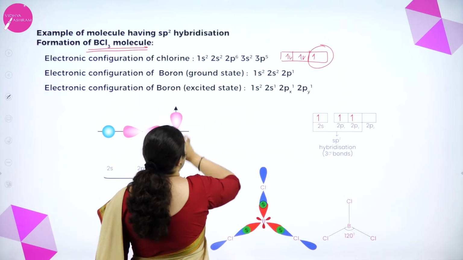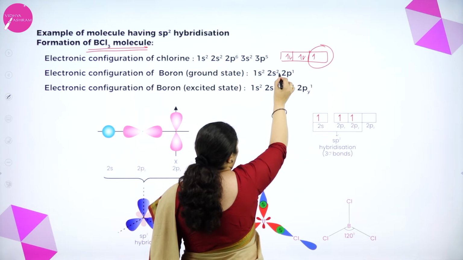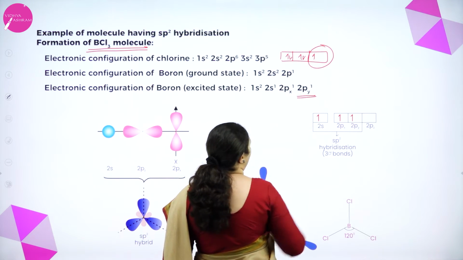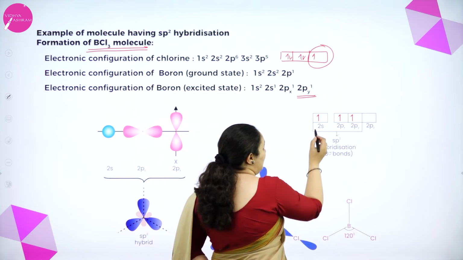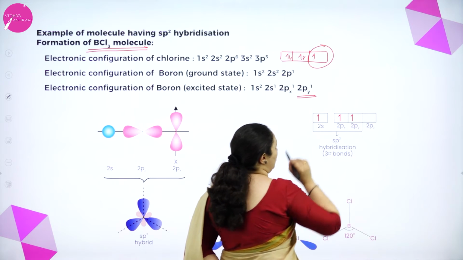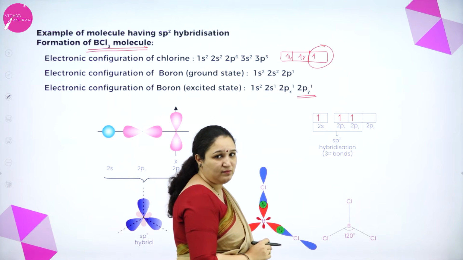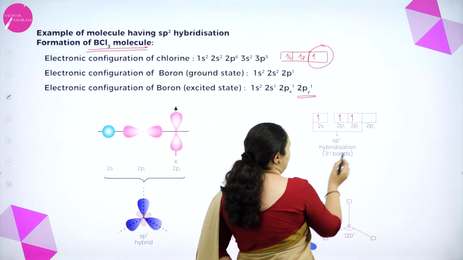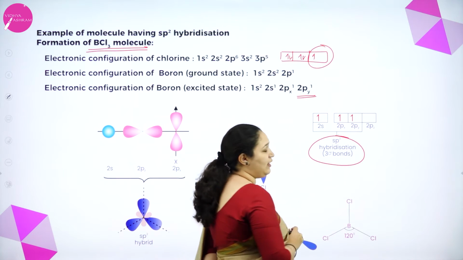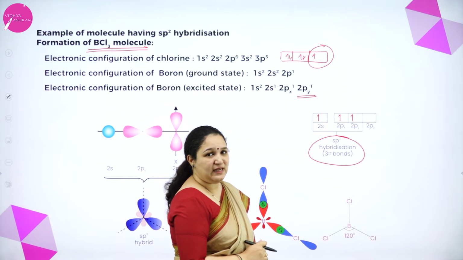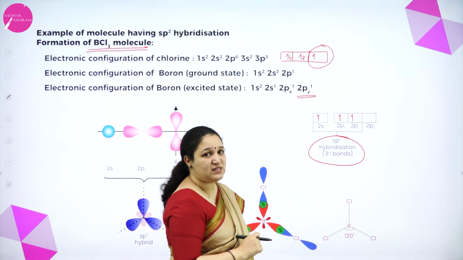So in the excited state what is happening? One electron is getting excited to go to the empty 2py orbital. So you have one electron in s, one electron in 2px, one electron in 2py. Okay, now the 2s orbital and 2p orbitals undergo sp2 hybridization. Okay, how many hybrid orbitals will I get? 3 new hybrid orbitals I'll get.